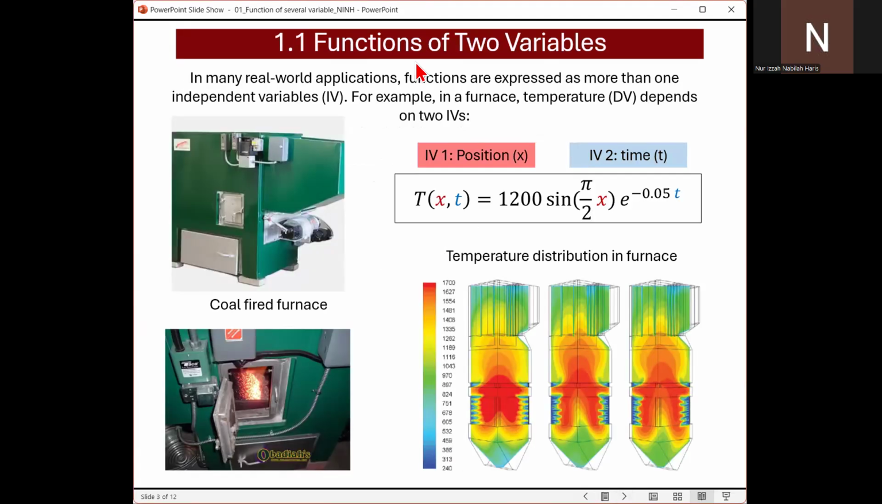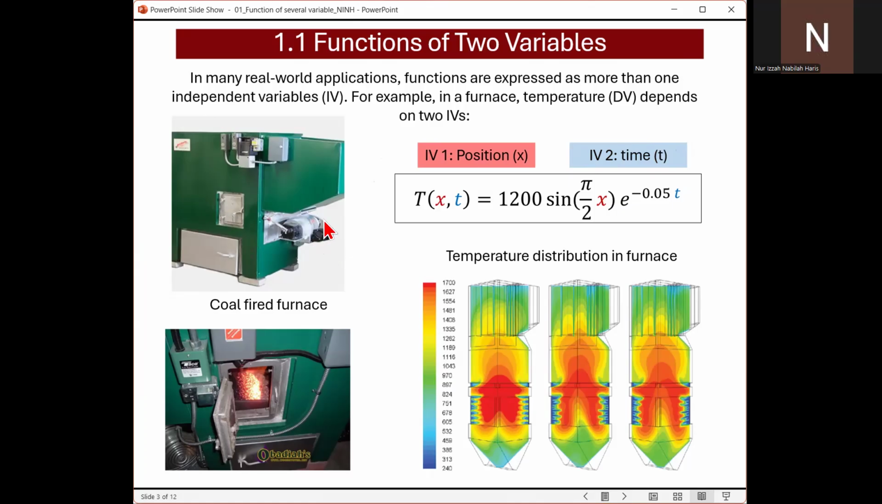Okay, so let's go to the first subtopic, function of two variables. So in many real-world applications, functions are expressed as more than one independent variables. For example, in a furnace, temperature, which is the dependent variable, depends on two independent variables, which are position or location and time t. So this is the photo of a coal-fired furnace, where combustion of coal happens.